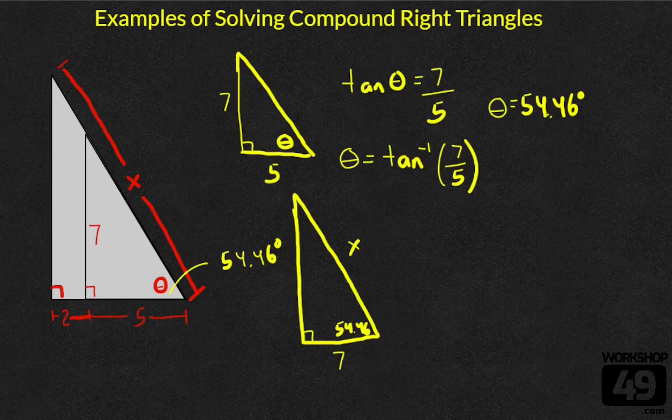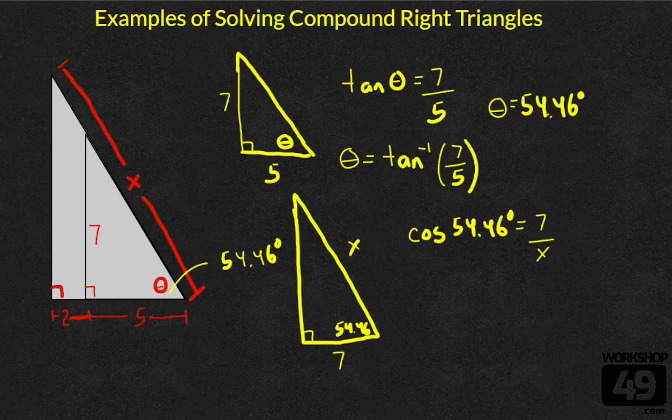This is enough information. Once again, we're doing another SOH-CAH-TOA problem. We don't know the opposite. We do know the adjacent. And we're looking for the hypotenuse, which means this is a cos. Cos of 54.46 degrees is equal to the adjacent side, which is 7, over the hypotenuse x. And you can see once we start breaking this into two triangles, these just become our little one-step SOH-CAH-TOA problems all over again.